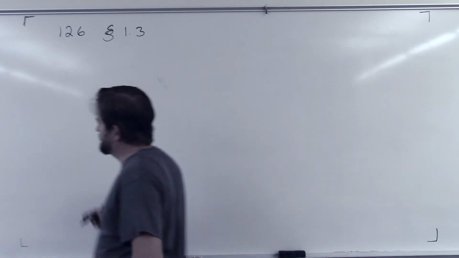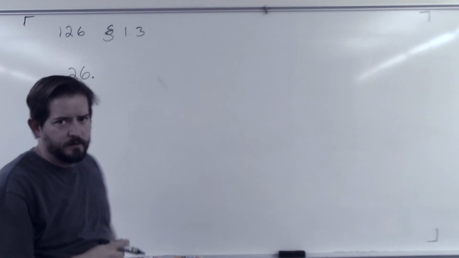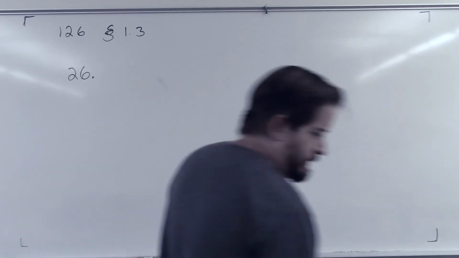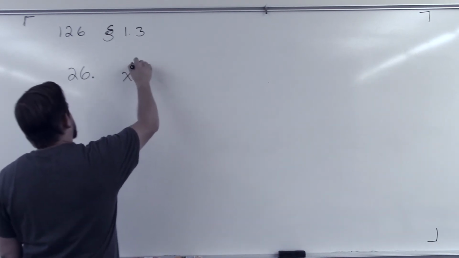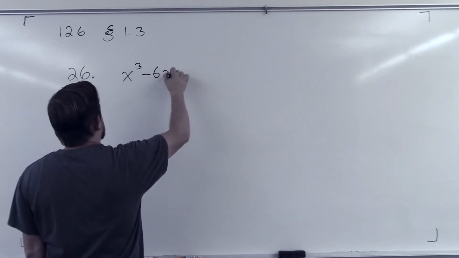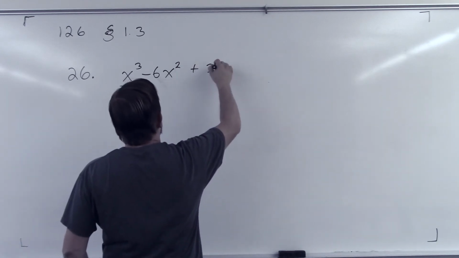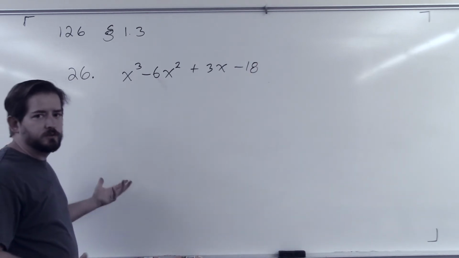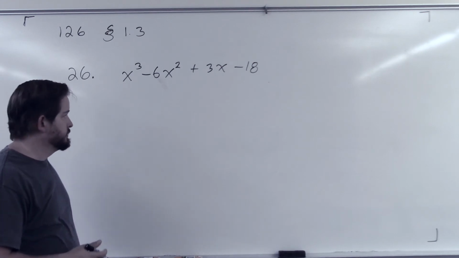Okay, 26. I think I'm going to make it. Yep, I'm good. All right, 26 is a little bit larger one. It says to factor. I have x to the third minus 6x squared plus 3x minus 18. And since there's 4 terms, it tells you to do it by grouping, but since there's 4 terms, that's essentially all we'd be able to do here.